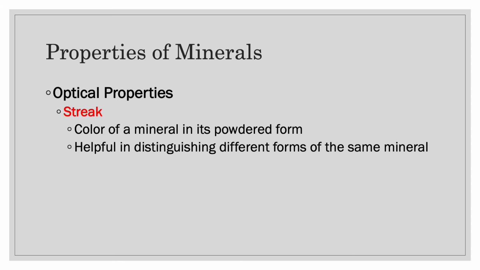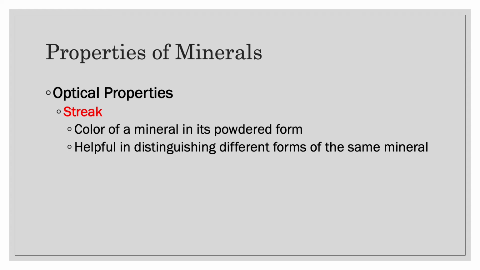Another optical property of minerals is called streak. So streak is the color of a mineral in its powdered form. And you might ask, how would you know what the color of a mineral in its powdered form is?